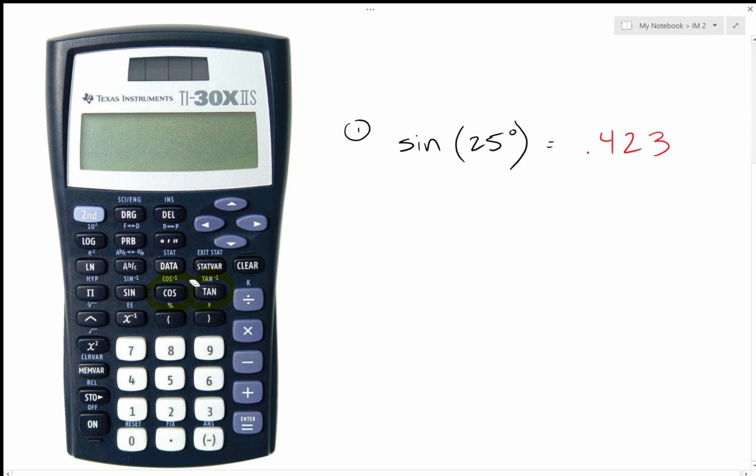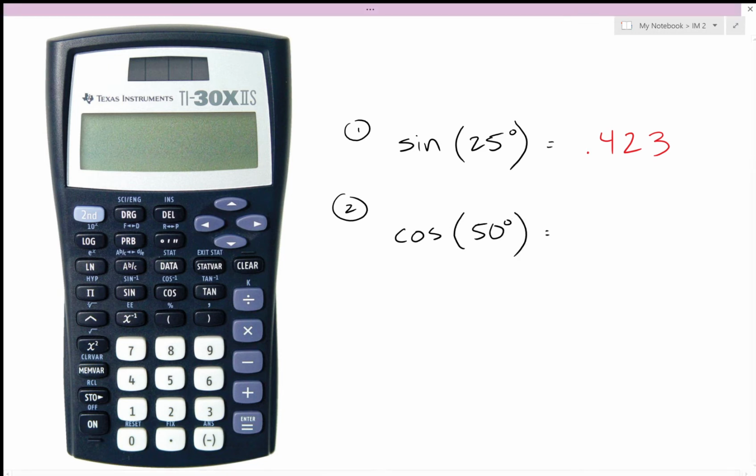Okay, let's try another one. So go ahead and try the cosine of 50 degrees. So cosine would be right here, and then you hit the 50 and then enter. And this time you should get an answer of 0.643. If you're doing this on your phone, you want to put the number first, so you'll put 50 first and then hit cosine, or 25 first and then hit sine. So the phone's a little bit backwards. On the calculator, you put the trig function in first.